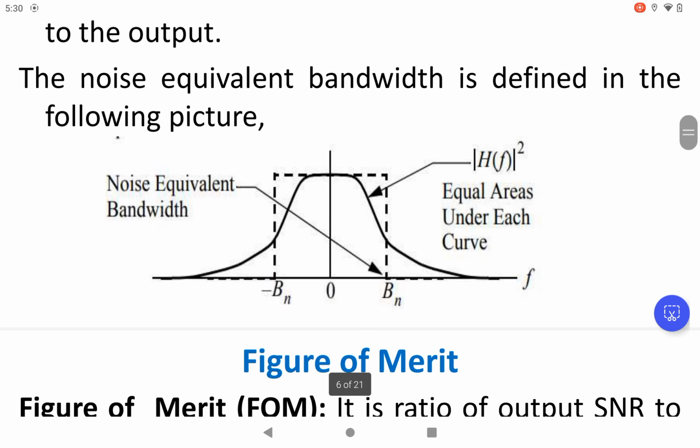This is the noise equivalent bandwidth with picture representation, where on the x-axis we have frequency and on the y-axis we have modulus of H of f squared. So we'll have a bandwidth range from minus Bn to Bn, where Bn is the bandwidth of the noise. This range of minus Bn to Bn we call the noise equivalent bandwidth.